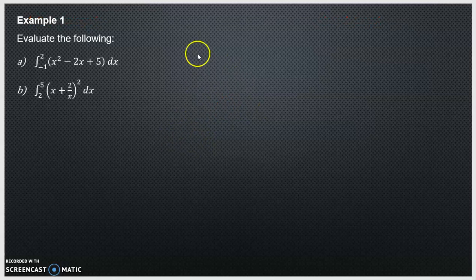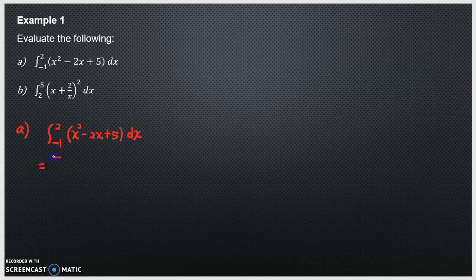Let's look at the first example. Evaluate the following. We have questions A and B. Let's look at A. Integration from -1 to 2 for the function x squared minus 2x plus 5 with respect to x. So let's say this is the question: integrate from -1 to 2 the function x squared minus 2x plus 5 with respect to x.